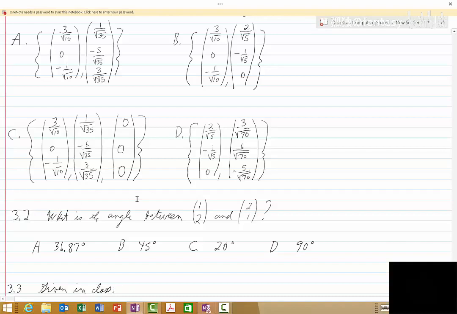Number 3.2, what is the angle between (1, 2) and (2, 1)? And you have the choices 36.87 degrees, 45 degrees, 20 degrees, 90 degrees, and 3.3 will be given in class.